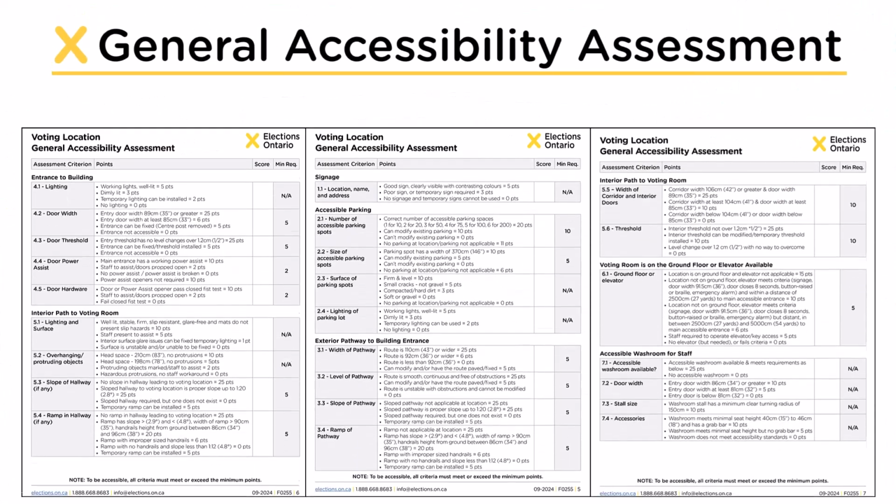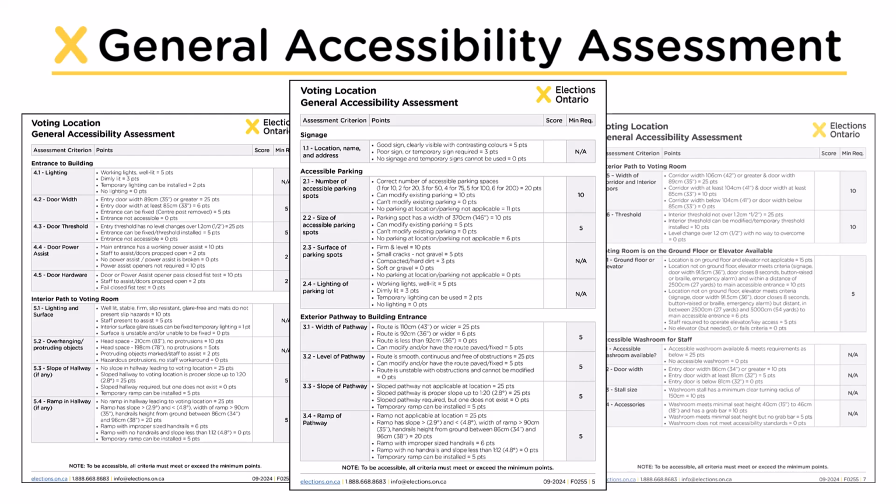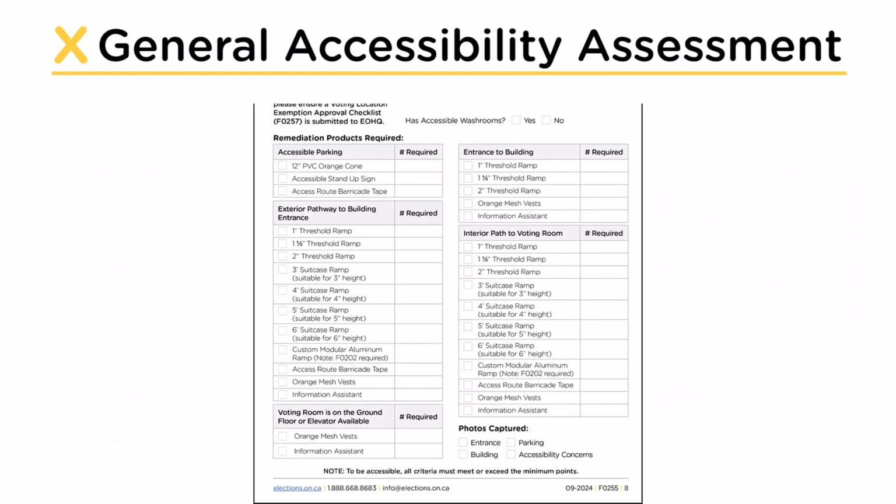The General Accessibility Assessment section of the VL Inspection Checklist lists the accessibility criteria and what to measure. Make sure to record both the score for each criterion and the actual measurements on the checklist when conducting your inspection. A voting location is accessible when it meets the minimum point requirements. If a location requires remediation to make the location accessible, you must indicate the specific quantity of the product required on the remediation products table. For example, one information assistant to hold the door as the power assist is broken or there is no power assist.